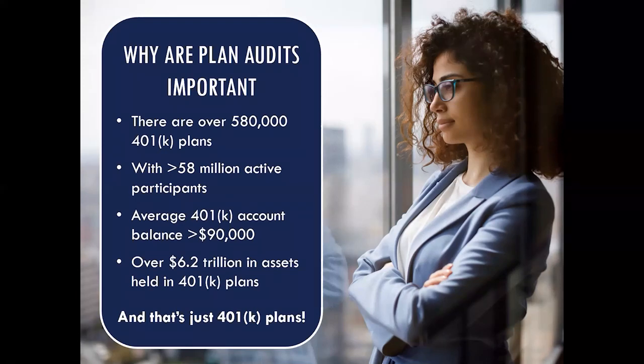These plans have over 58 million active participants, and according to this study, the average 401k account balance in 2019 was over $90,000, and over 6.2 trillion in assets are held within these 401k plans. In 2019, there was over 27 trillion in total retirement assets once you add in defined benefit, other defined contribution plans, IRAs, and annuities. But today our discussion for common plan errors will primarily be around defined contribution or 401k audits.